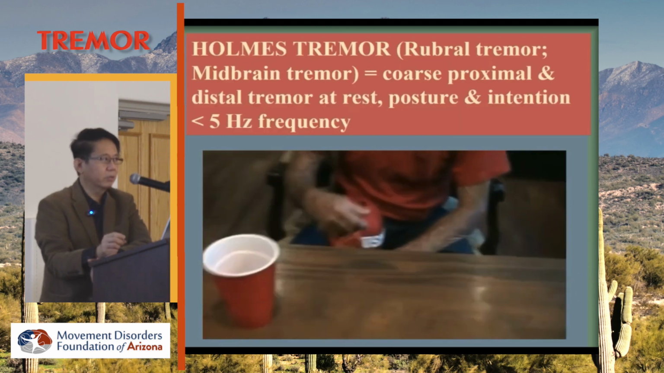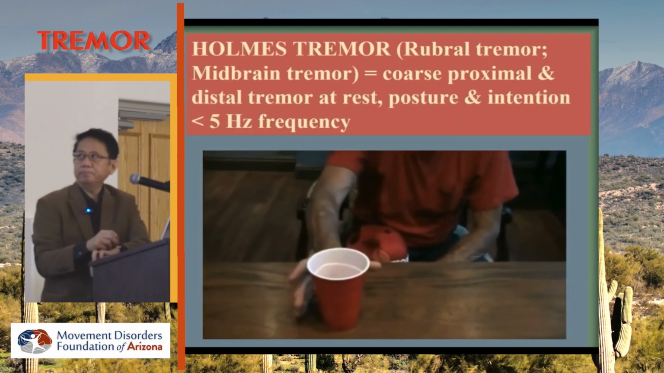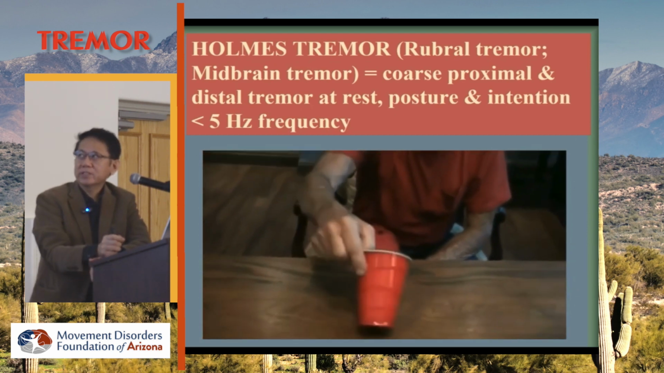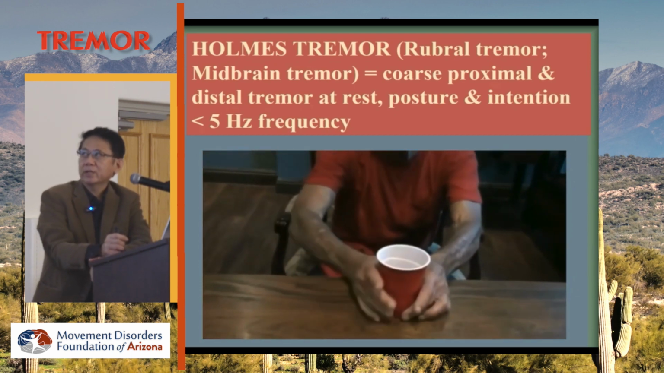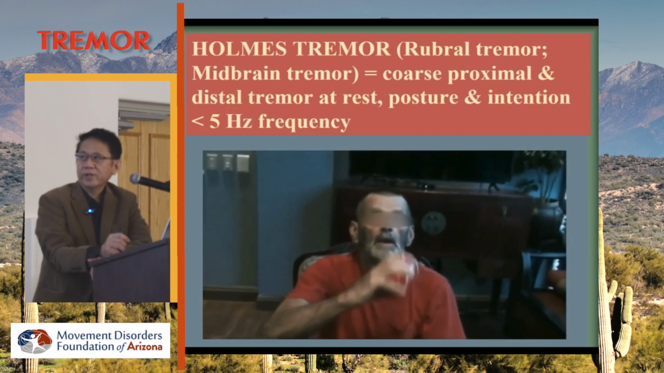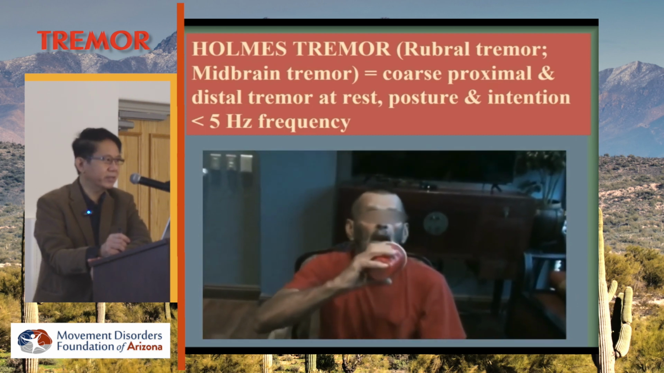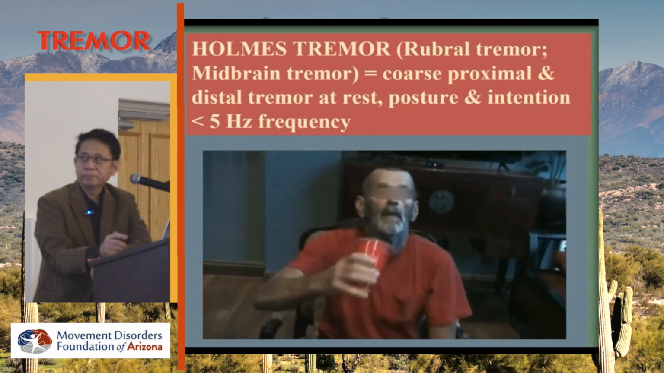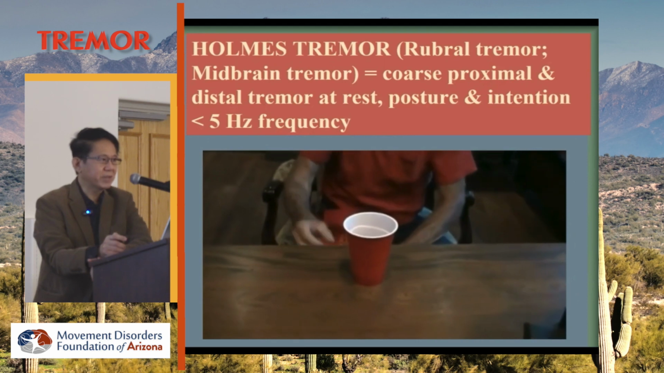Okay, one of the more difficult ones to treat is called Holmes tremor. It's also referred to as rubral tremor or midbrain tremor. It's a coarse, proximal and distal tremor. It occurs at rest, posture, action, and intention. It's low frequency. It's very disabling and very hard to treat with medications. Many of these patients just shake from head to foot.